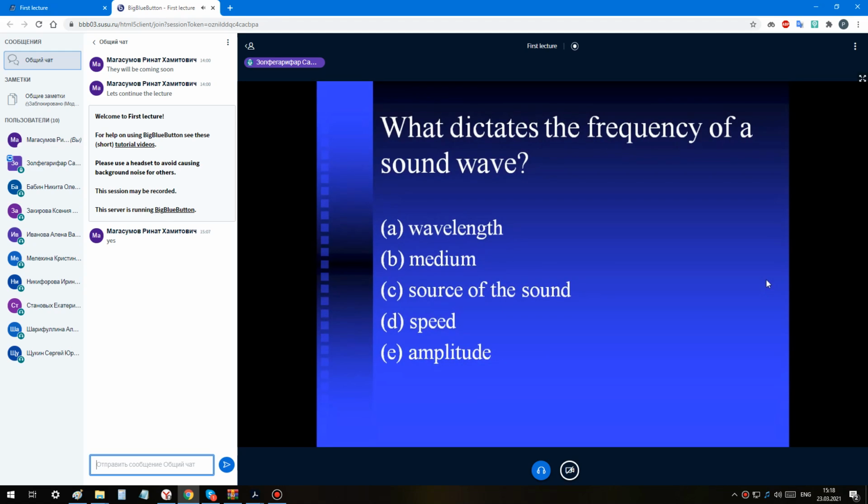What dictates the frequency of a sound wave? A, wavelength. B, medium. C, source of the sound. D, speed. E, amplitude. Which is the correct answer? The source of the sound dictates the frequency of a sound wave.